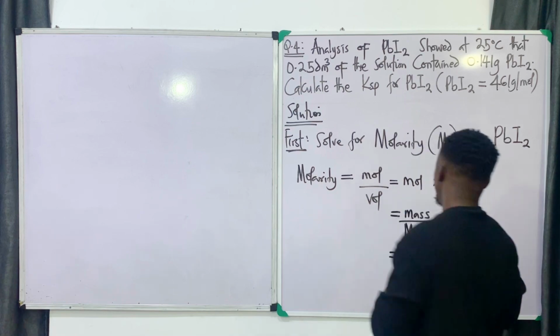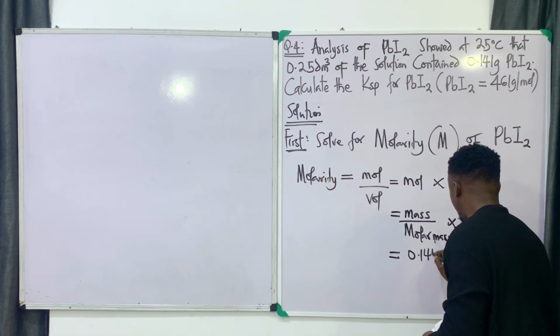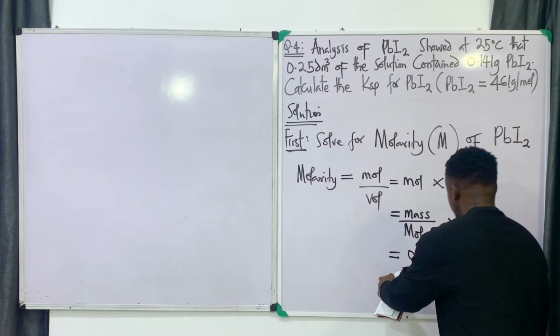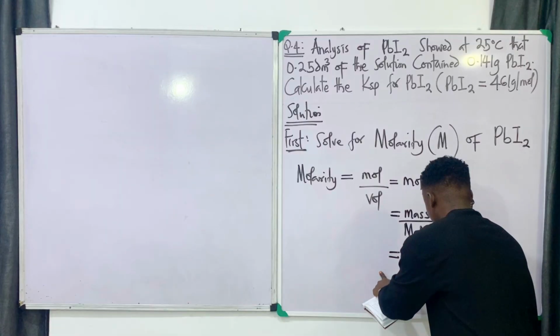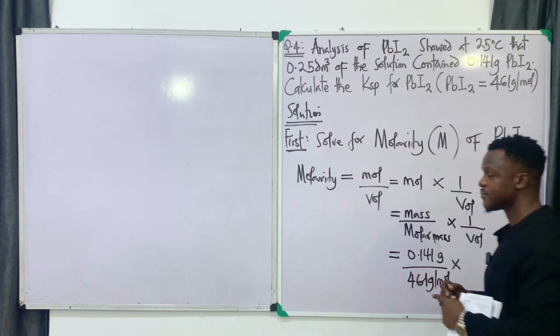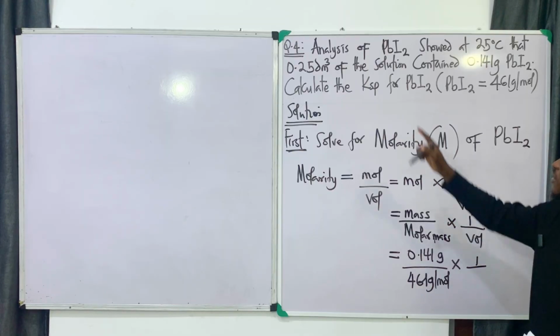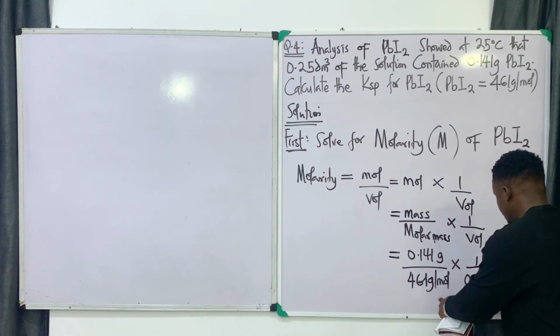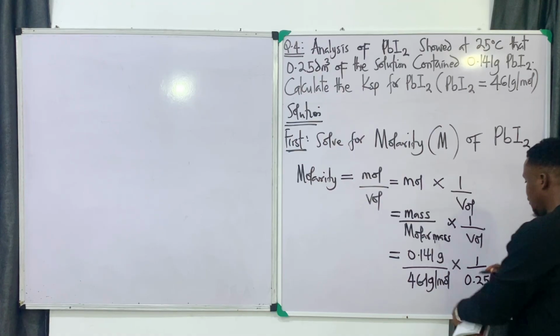Now, what is the mass of PbI2? 0.141 grams. The molar mass of PbI2 was given to us already. So this is 461 grams per mole times 1 over volume. This is equivalent to saying 1 all over the volume given to us, which is 0.25 dm cube.